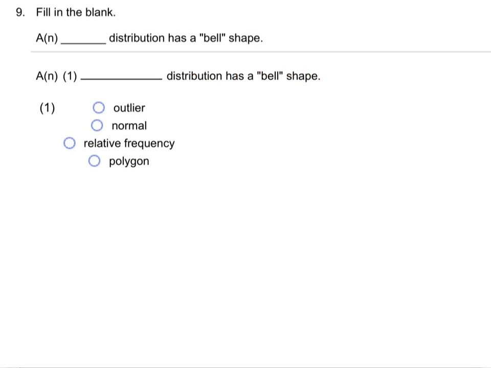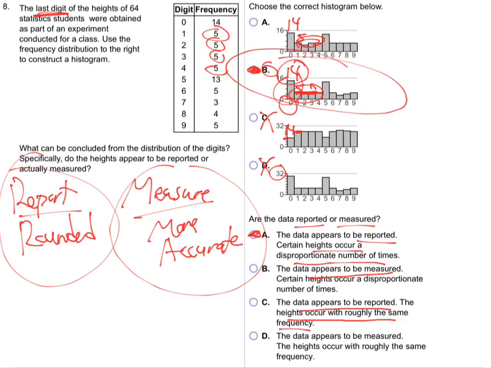All right, number 9. I think number 9 is our last one, isn't it? Number 9, fill in the blank. What distribution has a bell shape? Wait a minute, it's not any of those. Normal. Oh, yeah, it is. I'm sorry, I'm just not seeing the word normal. A normal distribution has a bell shape. Okay, good. Questions on any of these? We good on that?